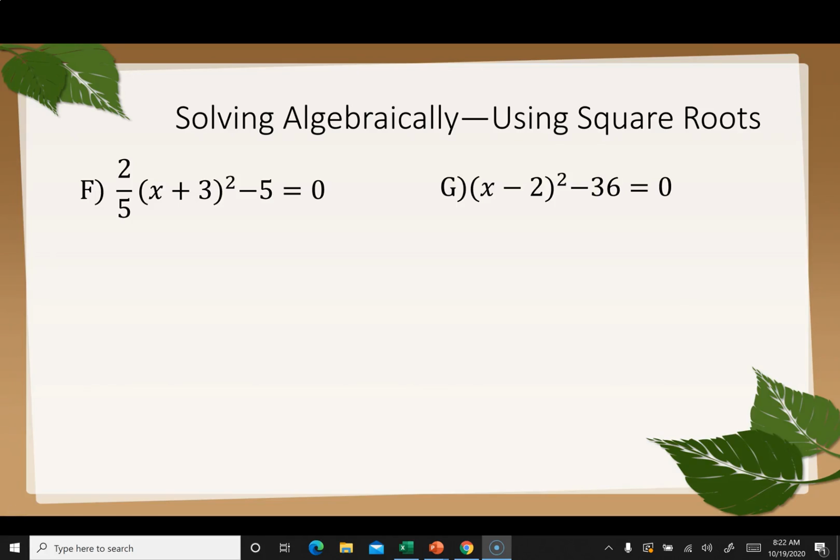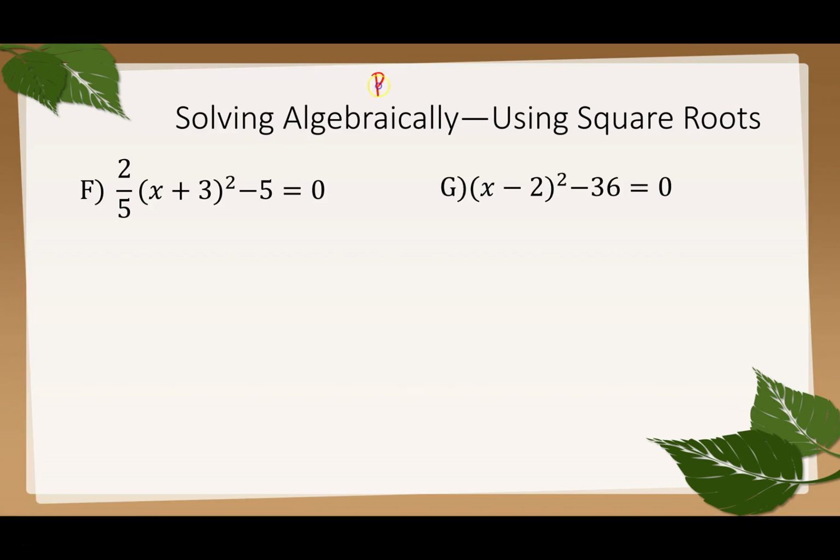All right, we are going to tackle some harder problems with these algebraic equations that we're going to solve. So for f here, what would you say the first step would be? Well, remember, we want to go the opposite direction of order of operations. So we want to deal with addition and subtraction before we deal with multiplication and division. So I'm going to get this plus 5 on the other side.